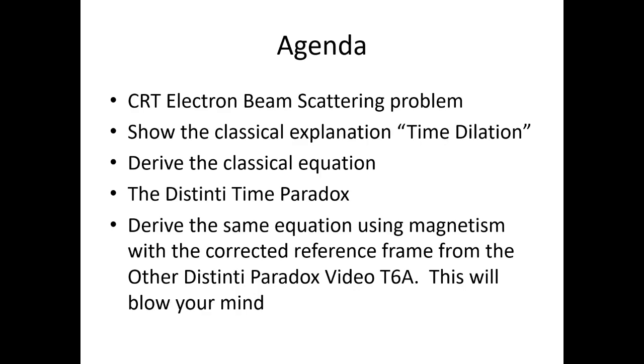So here's the agenda. First, I'm going to talk about the CRT electron beam scattering problem. That's going to be the foundation of the explanation and the explanation of the paradox. Then I'm going to show the classical explanation of why an electron beam doesn't scatter, and it's based on the old concept of time dilation. Then I'm going to derive the classical equation based on that classical explanation. And then I'm going to introduce the Distinti time paradox, which I can show you that the electron beam cannot possibly be under the effect of time dilation.